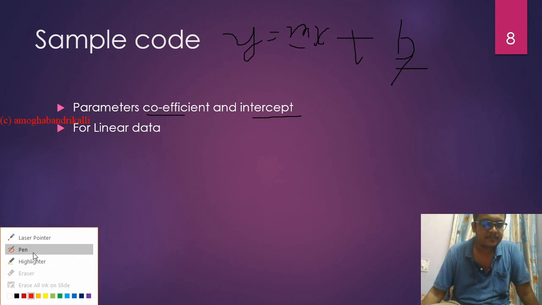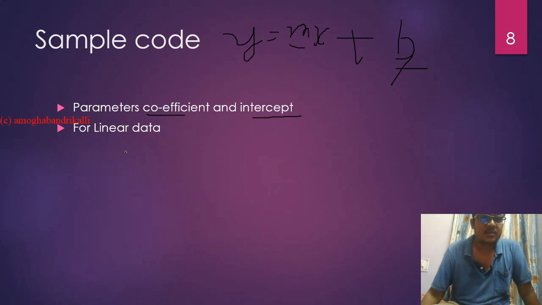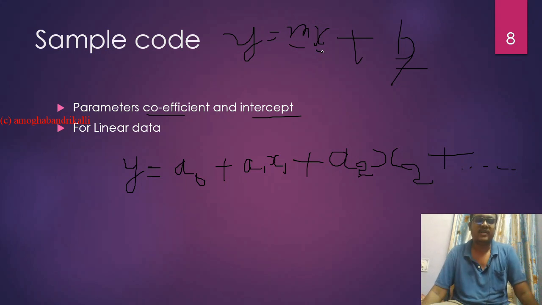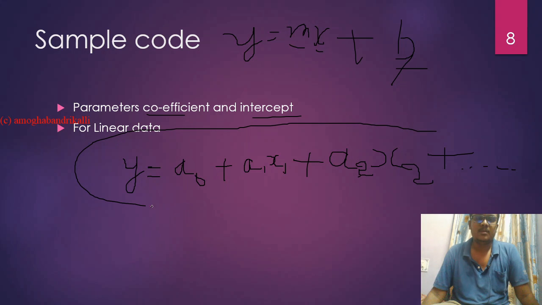Let me take a pen and change the color to black. Now I am talking about when the value of x is multiple: a0 plus a1 x1 plus a2 x2 and so on. If you have more than one value of x, this is the equation for multiple dimensions of input, multiple inputs of x value.